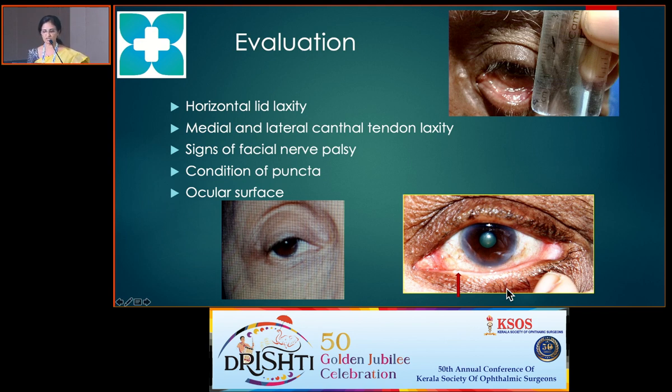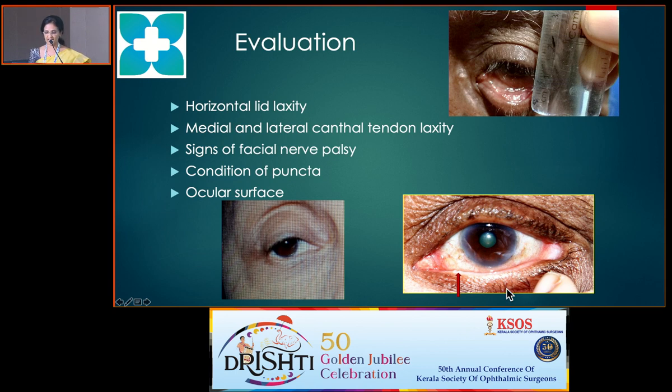And look for the signs of facial nerve palsy also, like lagophthalmos, absent wrinkles over the forehead, deviation of angle of mouth. Also make a note of the condition of the puncta, that is whether it is stenosed, everted, and also whether keratinization of lid margins is there, any misdirected lashes, and the condition of the ocular surface.